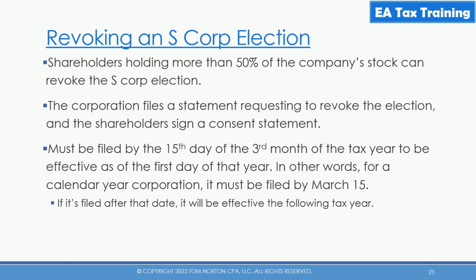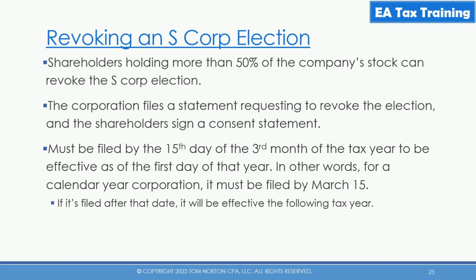So now let's talk about revoking the S Corp election. Shareholders holding more than 50% of the company's stock can revoke the S Corp election. So remember, to make the election, you needed how much? 100% of the shareholders had to consent. To revoke it, you just need more than 50% of the stockholders. So it's not the number of shareholders necessarily, it's those that hold more than 50% of the company's stock. Those are the shareholders that need to agree in order to revoke the S Corp election.